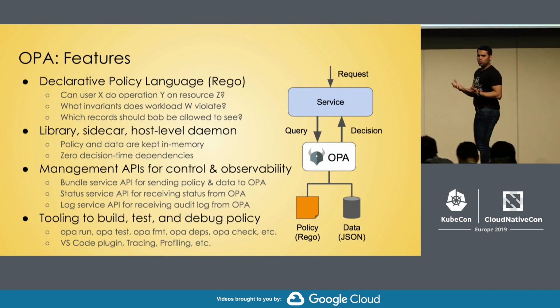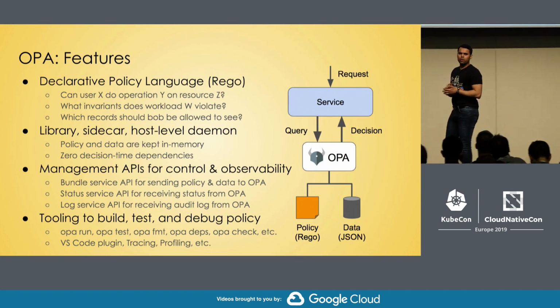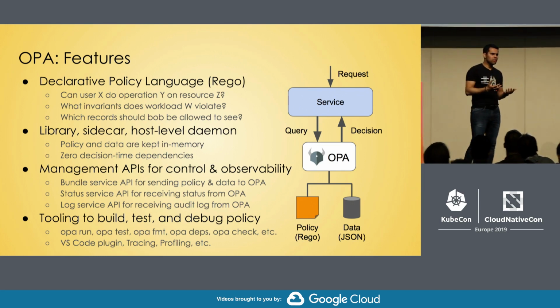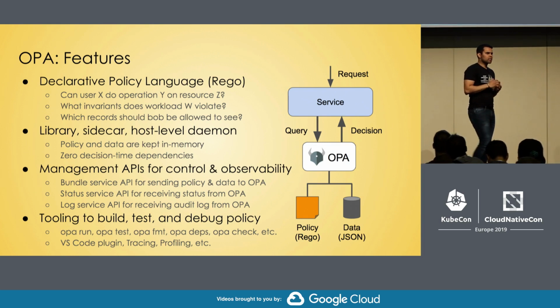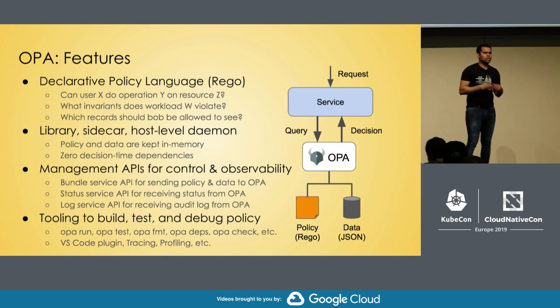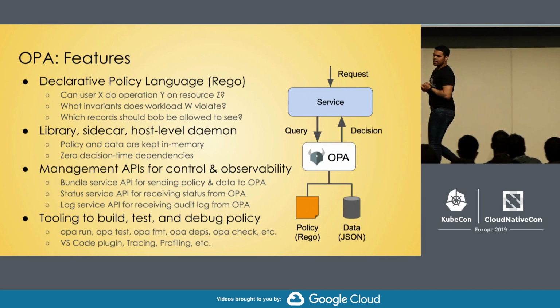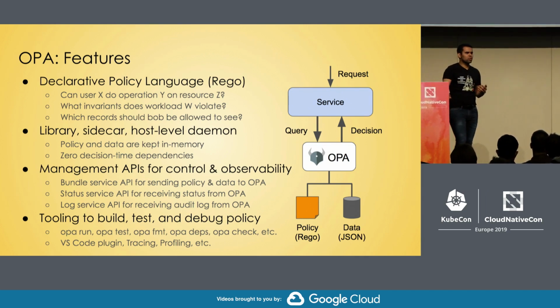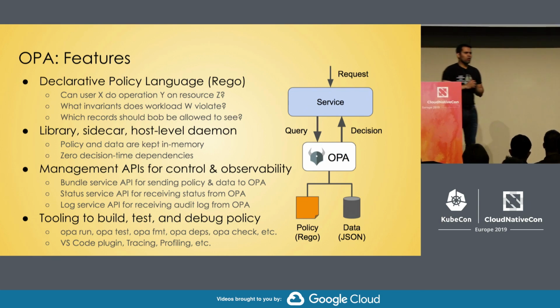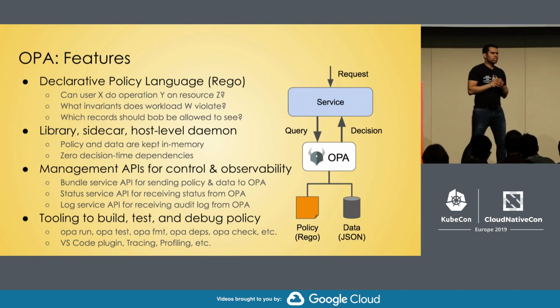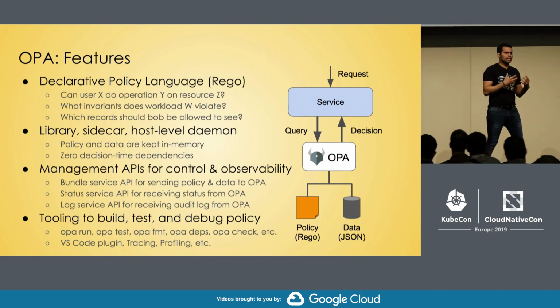OPA is written in Go, and you can embed it as a library or run it as a sidecar or a host-level daemon. It's designed to be as lightweight as possible, so all the policies and the data that you need are kept in memory. And it does not have any runtime dependency, so it doesn't need anything like an external call to do a policy evaluation. OPA can obviously be expanded to talk to external services for getting policy and data.